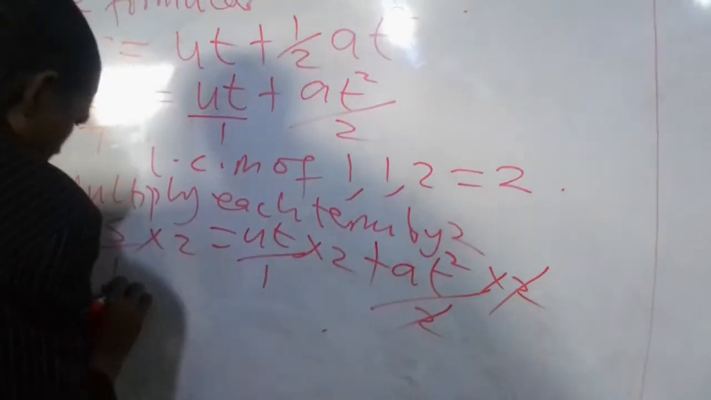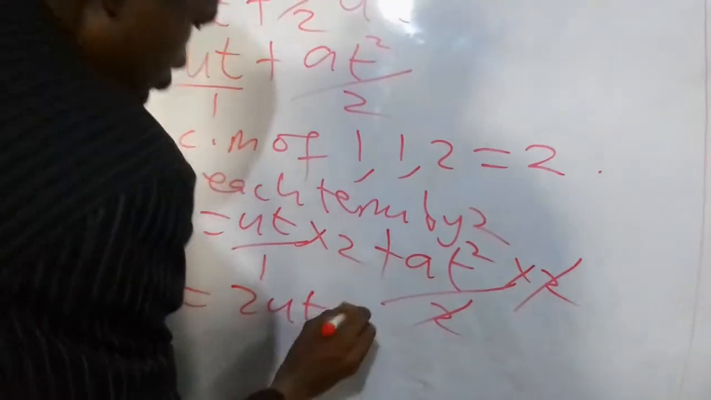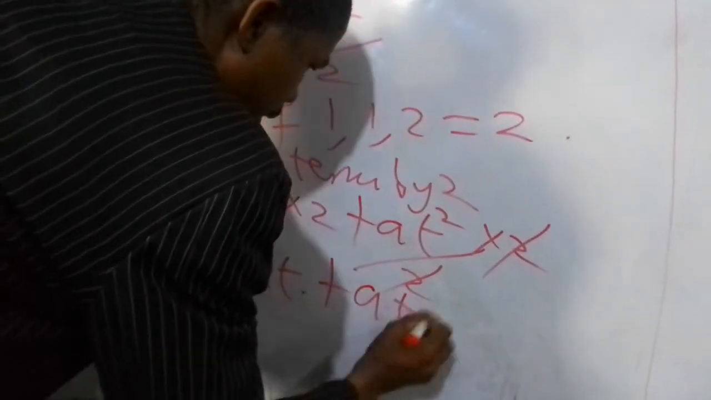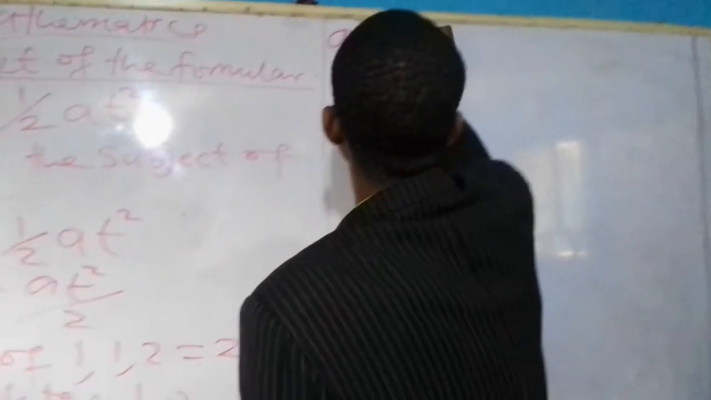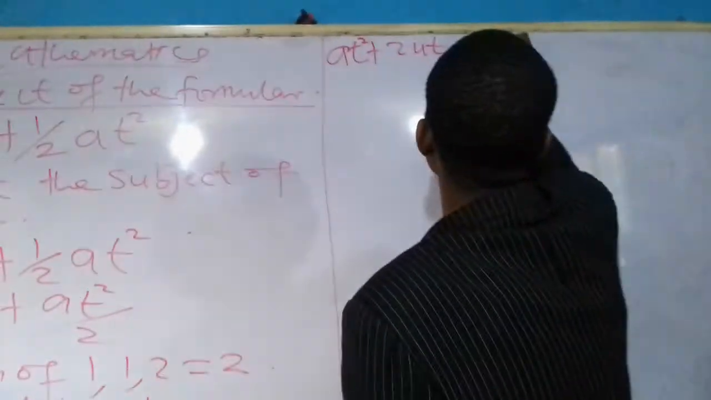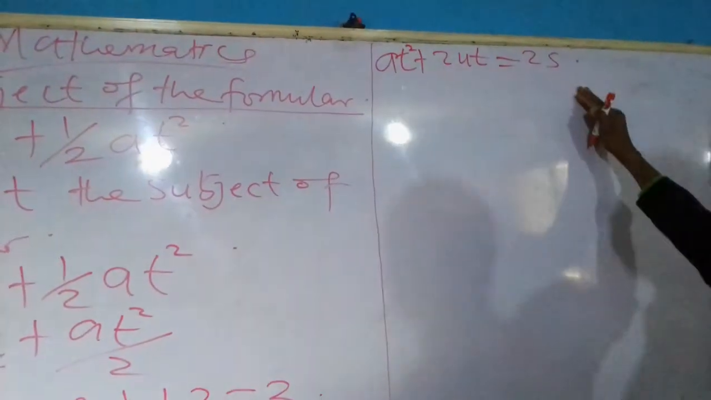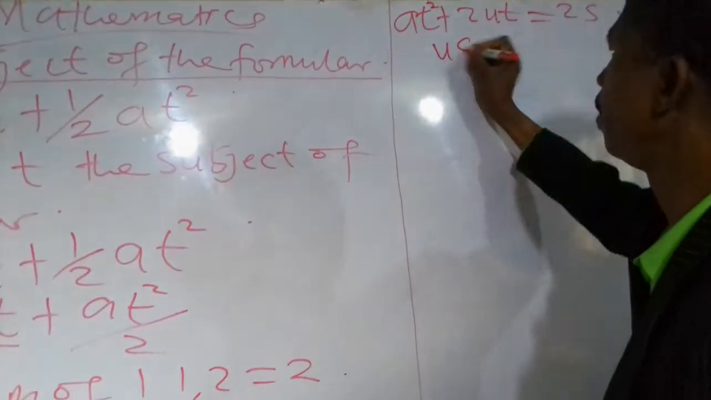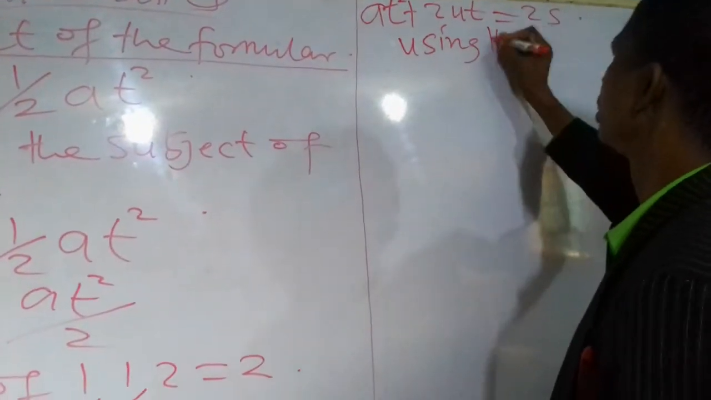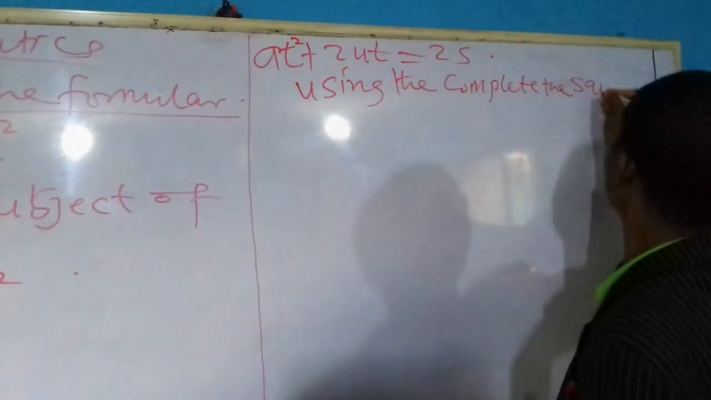2 times S is 2S, equal to 2 times UT, so you have 2UT plus AT squared. Then you can write this as AT squared plus 2UT equals 2S. Then this has resolved to what we call a quadratic equation. Then let us use the completing the square method.